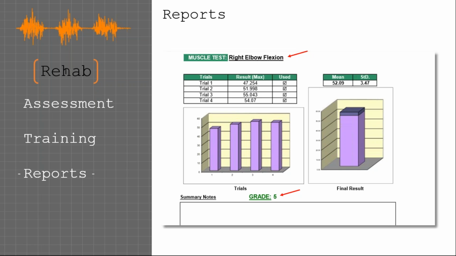So that's an example of what we call an Excel report. It comes standard in the rehab suite for the ProConf Infinity. If we don't understand what that is yet, we'll get to it. But it is a standard package.